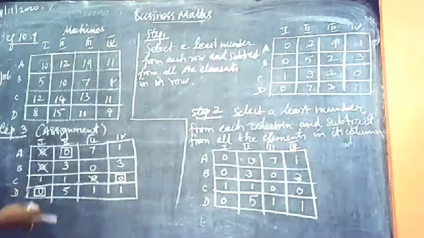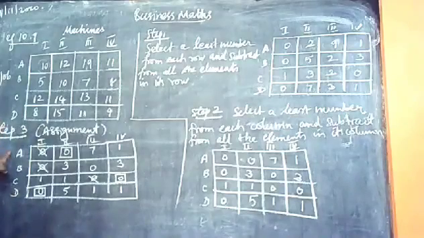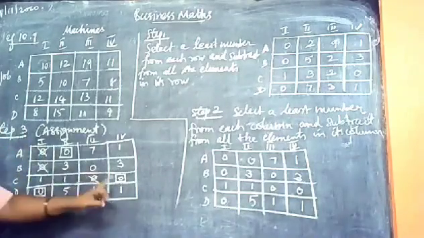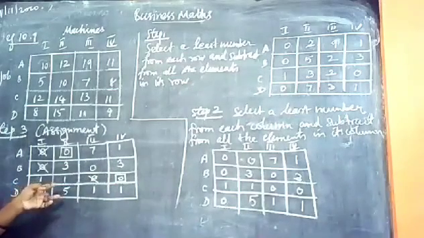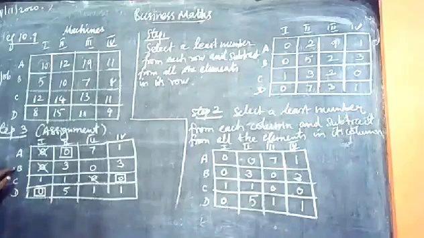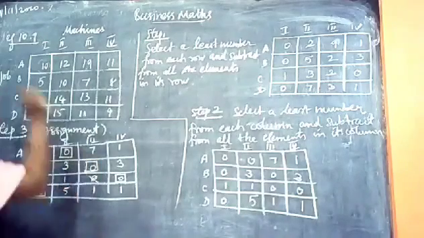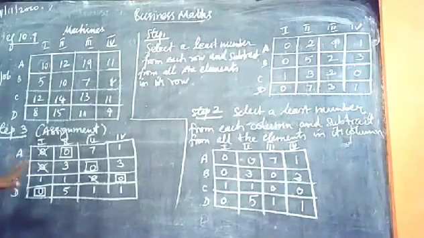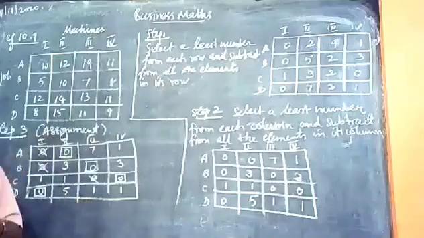Okay, cross over. So we should assign only one machine to one job. Job A is assigned, job B is not yet assigned, job C we assigned, job D also we assigned. So which job is not yet assigned? It is job B. In job B, we have only 1 zero that we can mark. That's all. Job A, job B, job C, job D, everything has an assignment and the problem is over now. Is it clear?